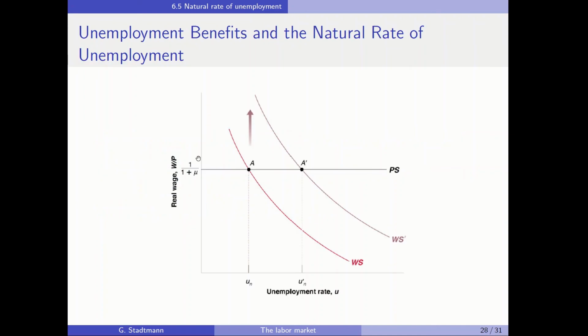Let's directly give one example. First, we assume that the economy is in equilibrium in point A, and then the government increases the unemployment benefits. This, of course, affects the wage-setting relationship via this variable Z. The variable Z increases, and therefore the wage-setting curve shifts upwards or to the right. We can look for the new equilibrium. It is the intersection of the new wage-setting curve and the price-setting relationship. So A prime is the new equilibrium. The increase of the unemployment benefits has no impact on the real wage. The real wage stays constant, but it increases the natural level of unemployment.